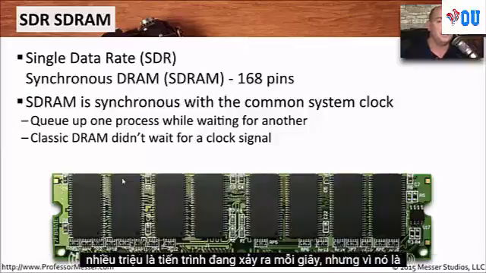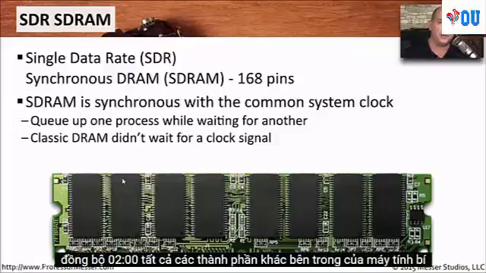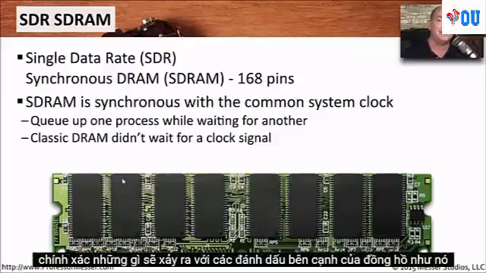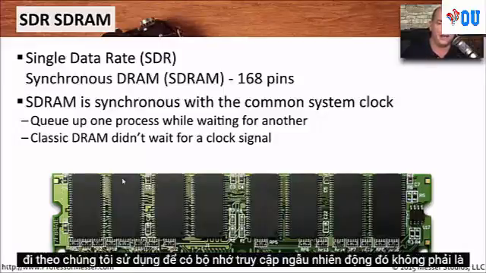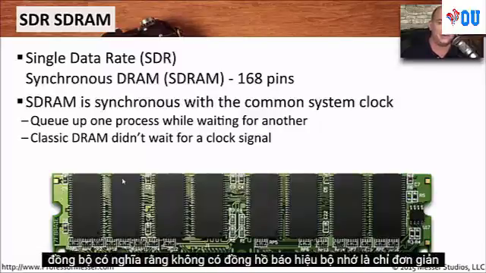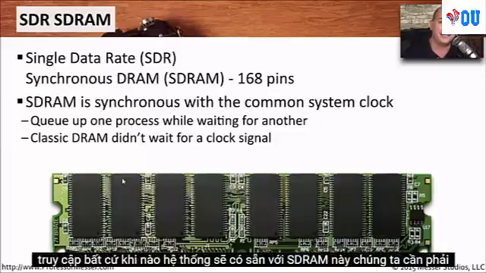Obviously, inside of our computers, there are many millions of processes that are occurring every second, but because it is synchronized to a clock, all of the other components inside of the computer know exactly what's going to be happening with the next tick of that clock as it goes by. We used to have the dynamic random access memory that was not synchronous, which means that there was no clock signal. The memory was simply accessed whenever the system would have availability.